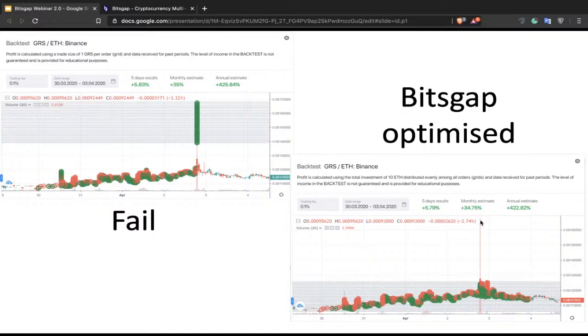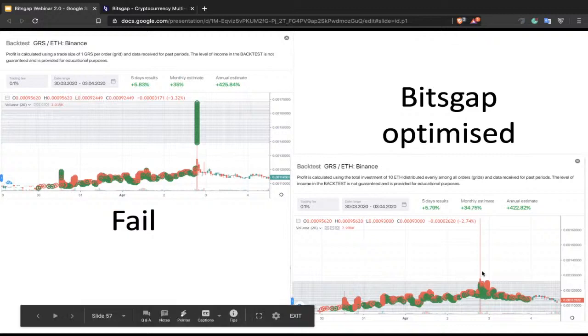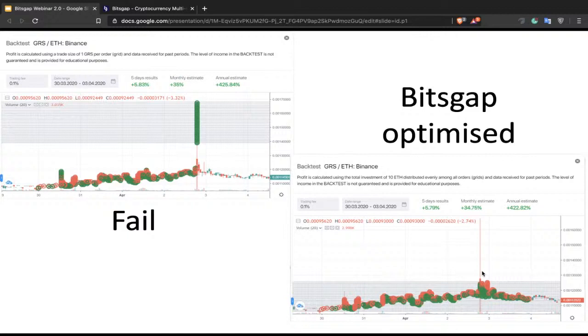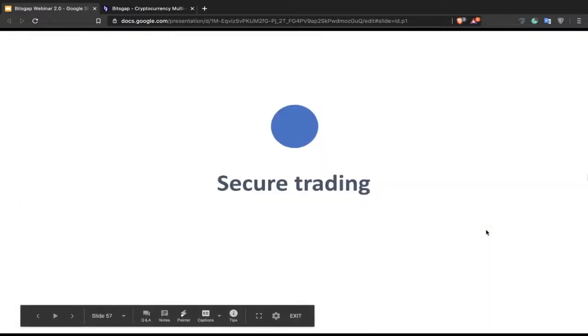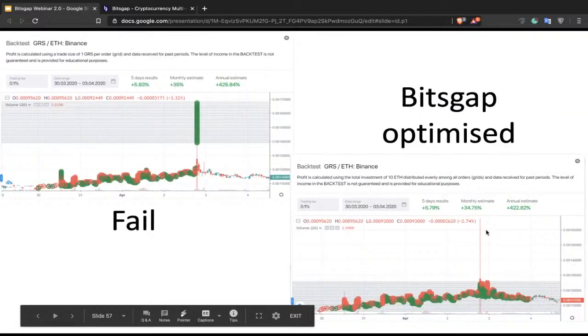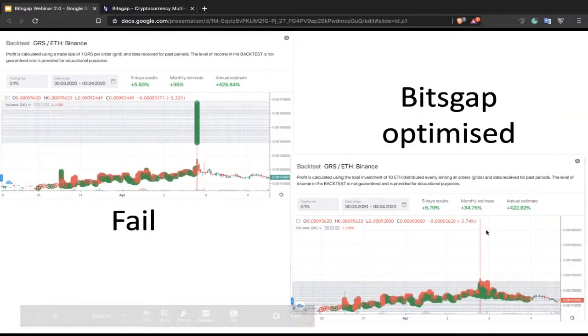Here, with optimization, basically we send the bot a signal to avoid such pumps and dumps when it spots them. We have some internal algorithms to spot these pump and dump scenarios on the market to avoid them. So with this feature, we secure your profits.